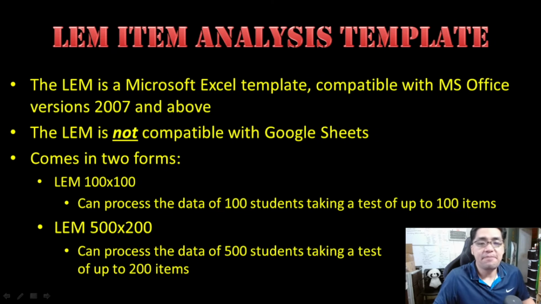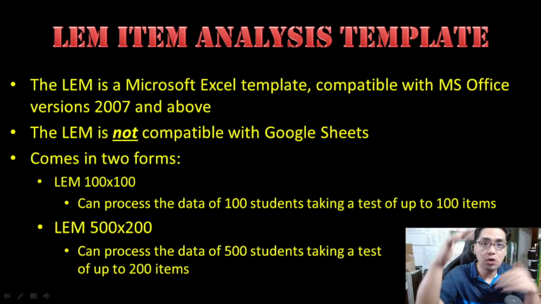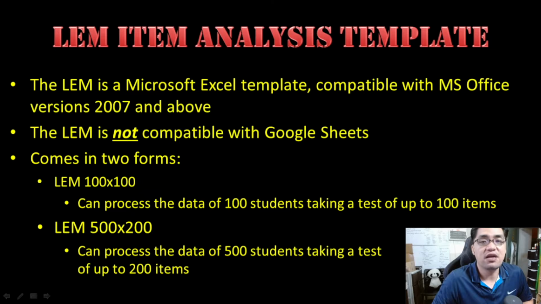Now this Excel template comes in 2 forms. First, you have the 100 by 100 item analysis template. The 100 by 100 item analysis template can process the data of 100 students taking a test of up to 100 items. In other words, it's a smaller item analysis template. It also comes in the 500 by 200 version. The 500 by 200 version can process the data of 500 students taking a test of up to 200 items.